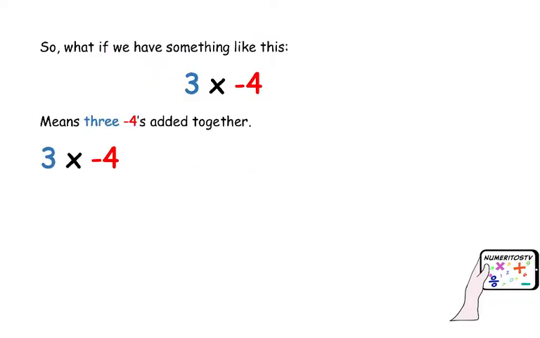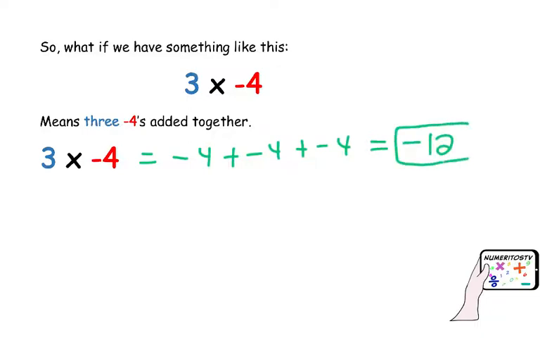So what happens if one of these integers is negative? Suppose that now you have 3 times negative 4. Well, this means 3 negative 4s added together. So 3 times negative 4 really means negative 4 plus negative 4 plus negative 4. And remember that we already learned how to add negative integers. So negative 4 plus negative 4 plus negative 4 will be just negative 12. You're adding negative numbers, so the answer will be negative 12.